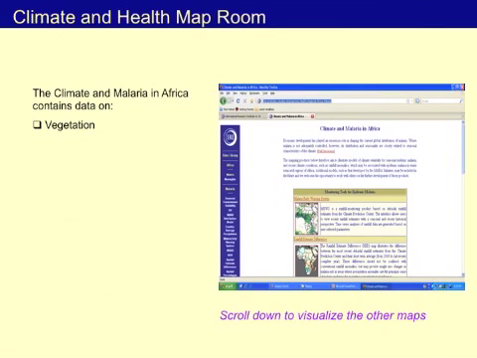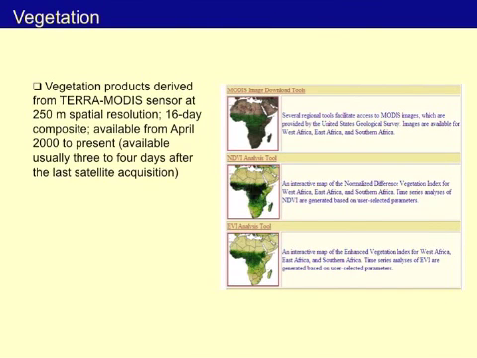The vegetation data are located below the 3 rainfall maps, so you have to scroll down to visualize the other maps. You will see 3 maps for vegetation. Those are vegetation products derived from Terra MODIS sensor at 250 meter spatial resolution.